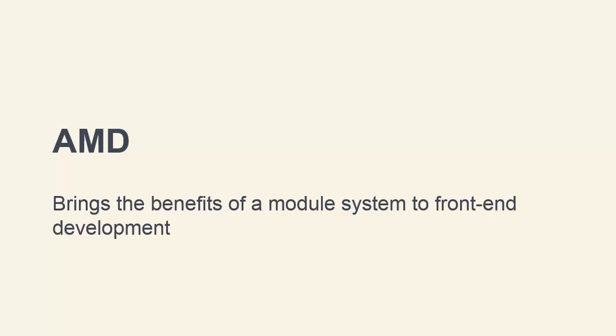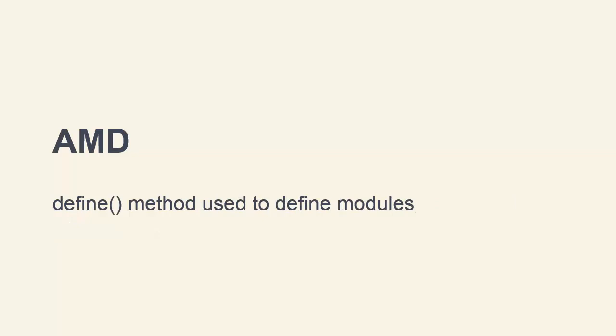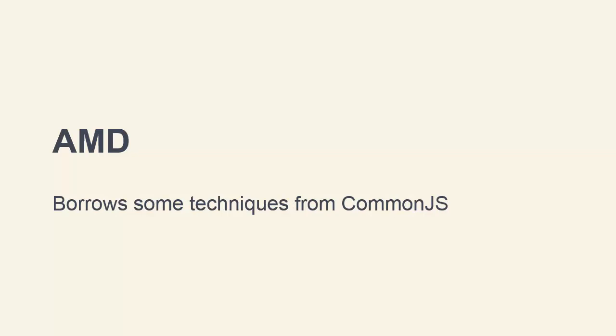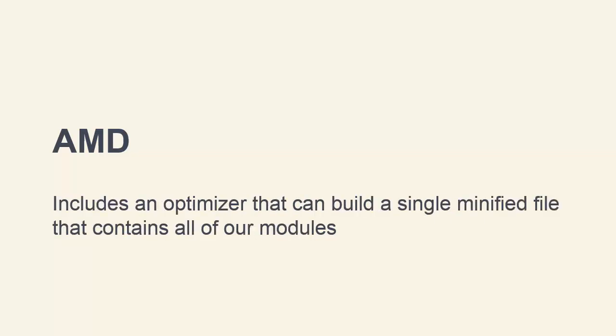Building on some of the ideas of CommonJS, AMD brings the define method as a way of defining modules. AMD is flexible in some ways because we can borrow some techniques that are commonly used with CommonJS, such as how dependencies can be specified. RequireJS comes with an optimizer that can build a single minified file that contains all of our modules. This optimizer is called RJS and can be used with Node.